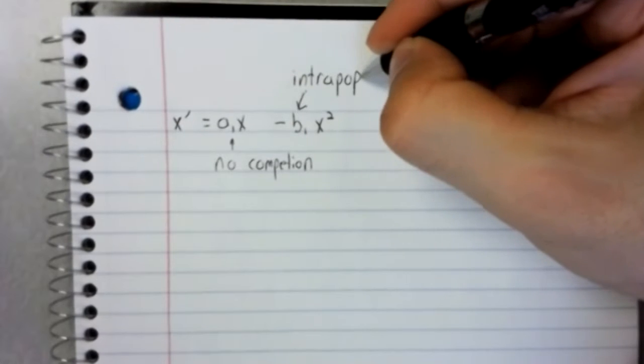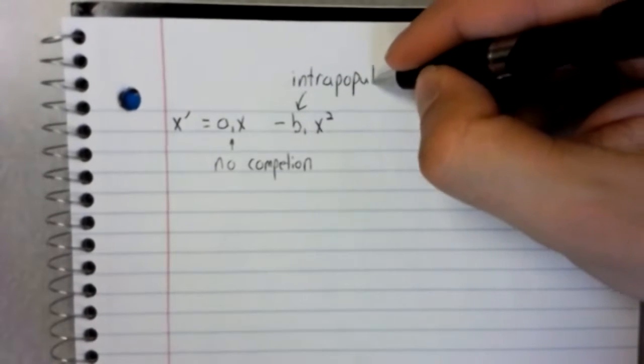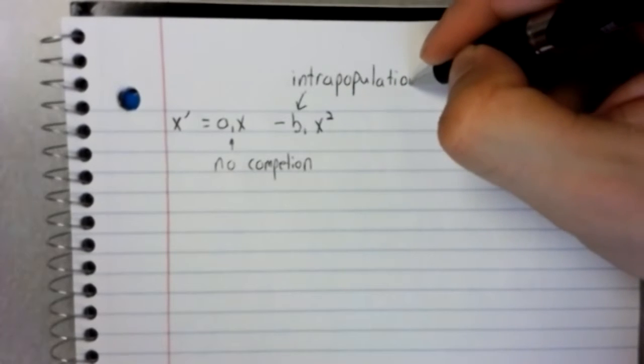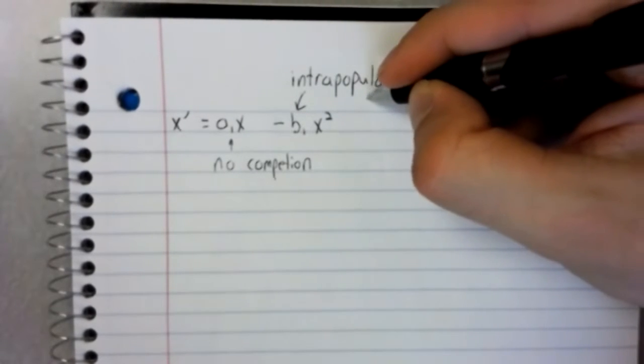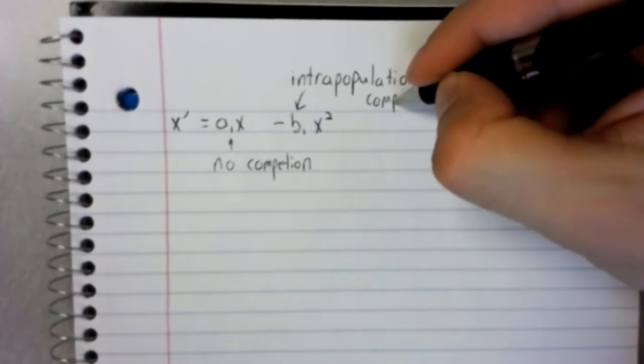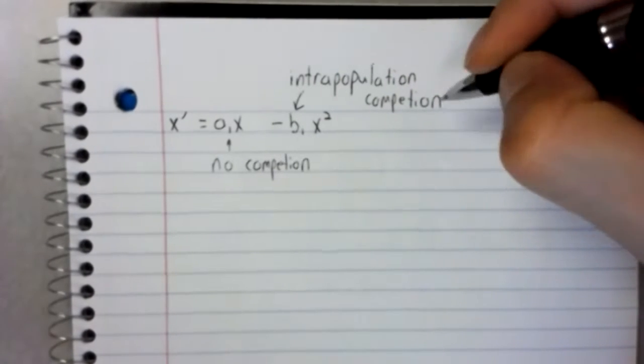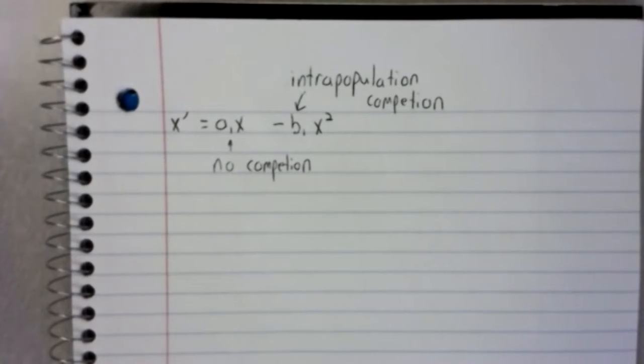So this B1 term is a competition term. It represents intra-species competition, the fight these animals have with each other for limited resources.